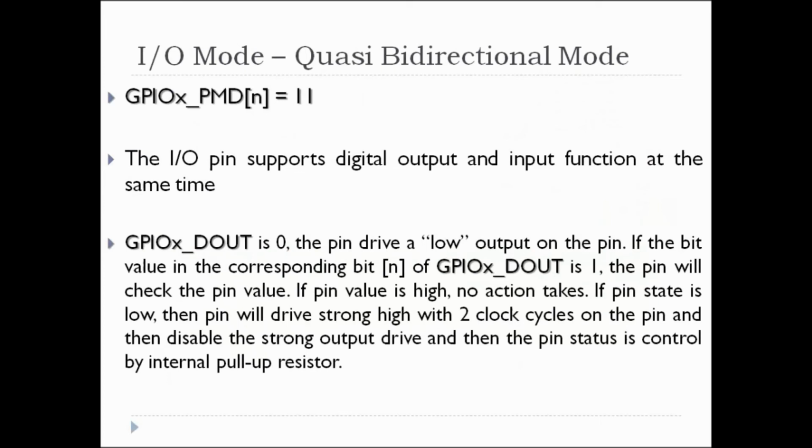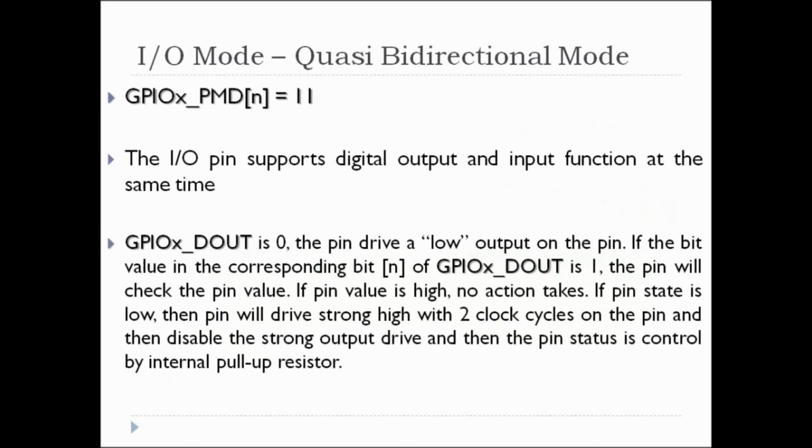Our next IO mode is quasi-bidirectional mode. When GPIOX_PMD is equal to 11, the IO pin supports digital output as well as input function at the same time. In quasi-bidirectional mode, if the GPIOX_DOUT control register bit is 0, the pin drives a low output on that corresponding pin.